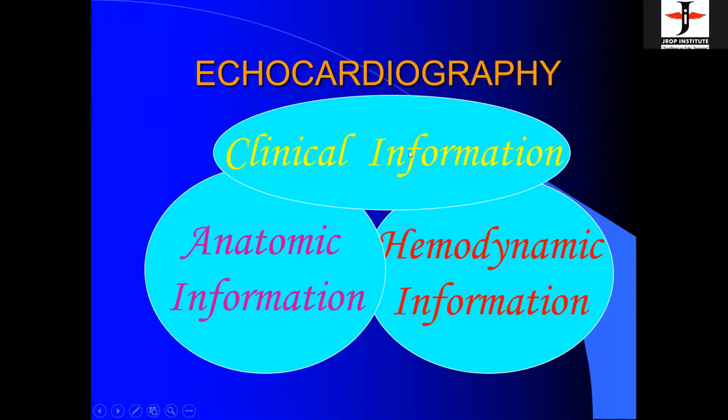Now remember what I told you just now: echo consists of three portions. Always have a good clinical information, have a good anatomic information by 2D echo, and a hemodynamic information by a Doppler. So these are the three things which should be seen.